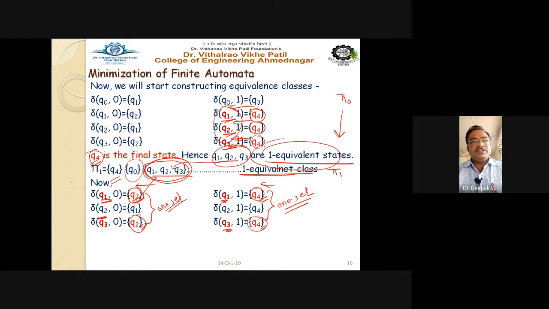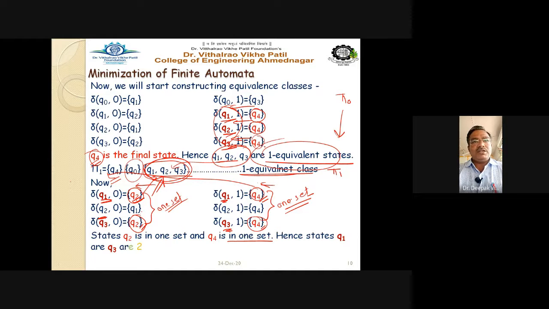Getting this point? See here, the state Q2 is in one set. This is the state, this is the set for Q2. And Q4 is in another set. Hence, states Q1 and Q3 are called the two equivalent states, right?